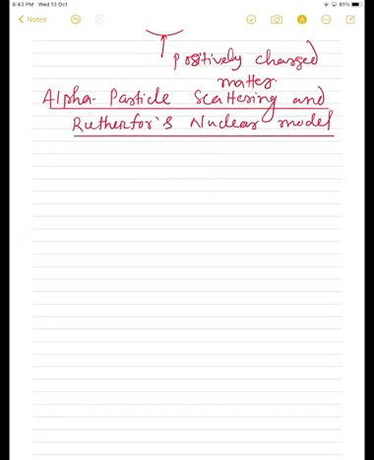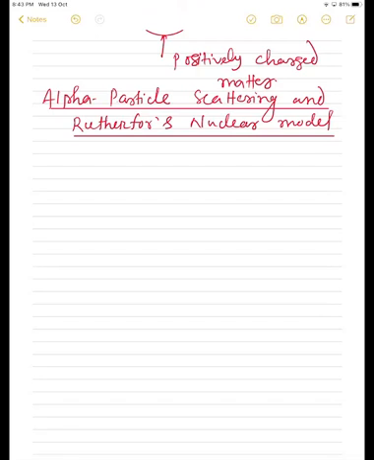Okay. Rutherford was born in New Zealand. A British physicist, he proposed the alpha particle scattering experiment to investigate the atomic structure. And this experiment was later performed by Hans Geiger and Ernest Marsden. What was the experiment, students?